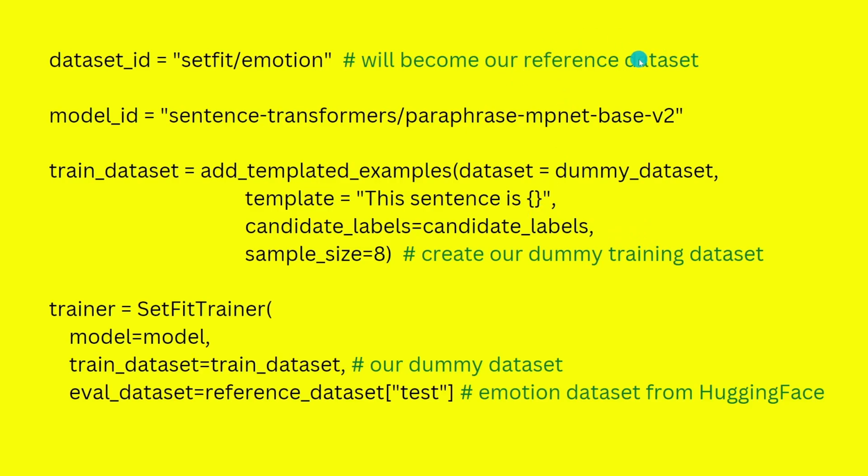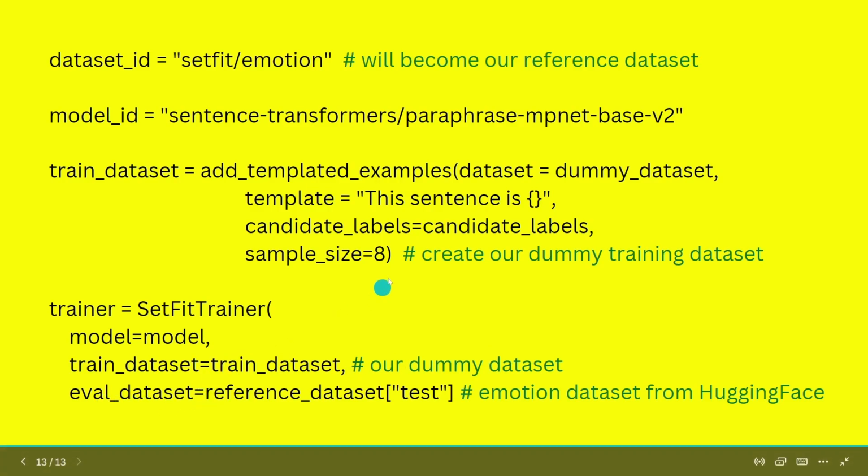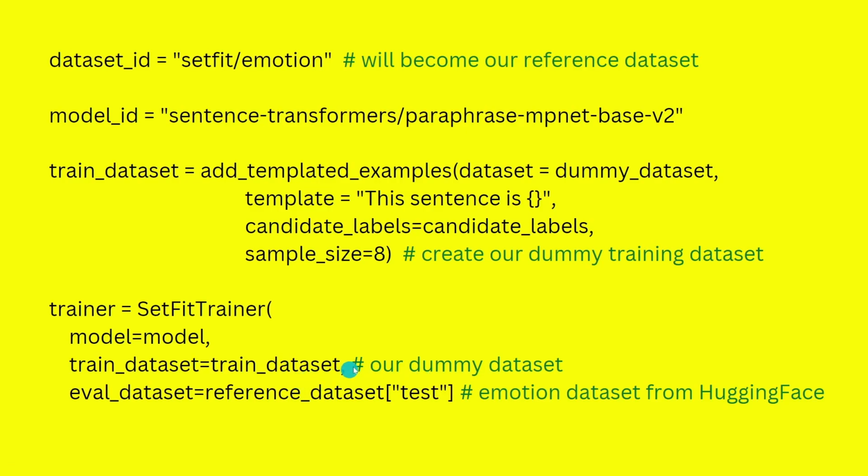So we have a reference data set, we have a model, and we have our synthetic training data set. Now easy. We have now a trainer for SetFit. The model is clear, our SBERT model. The training data set is now our synthetic data set. Maybe dummy is not the right word. It is a synthetic data set. And our evaluation data set during the training is, of course, the test data set of our reference data set. So this means this is our original reference data set that we downloaded from Hugging Face, the test version.